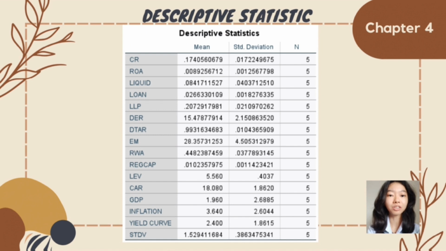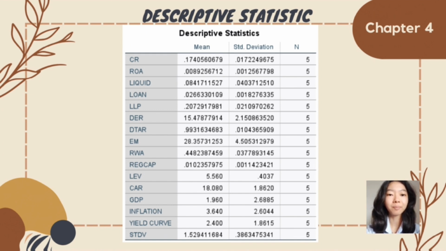The debt to equity ratio stands at a mean of 15.479 and a standard deviation of 2.151. Debt to asset ratio has a mean of 0.993 and a standard deviation of 0.01. The equity multiplier displays a mean of 28.357 and a standard deviation of 4.505. In terms of risk weightage asset, the mean is 0.448 and the standard deviation is 0.038.